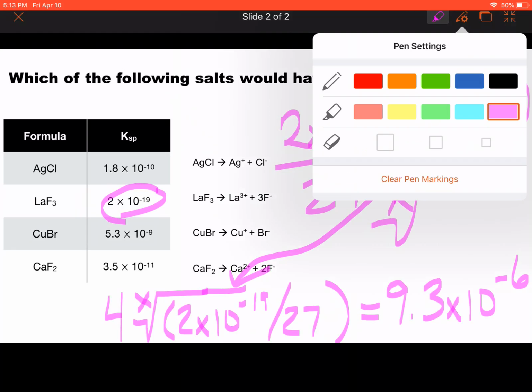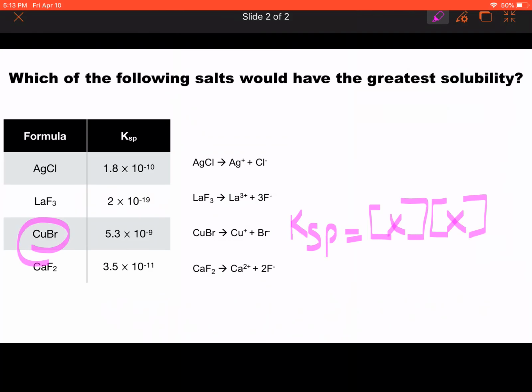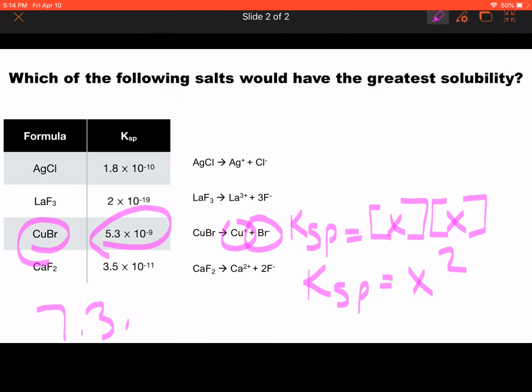Alright, so for the third one, copper bromide, how do we set this up? Well, we know that Ksp is equal to x times x. Again, simple because we're only producing 1 ion of each. So the Ksp for copper bromide is equal to x squared. So all we have to do here is take the square root of 5.3 times 10 to the negative 9. And you should have gotten 7.3 times 10 to the negative 5th if you did that correctly.